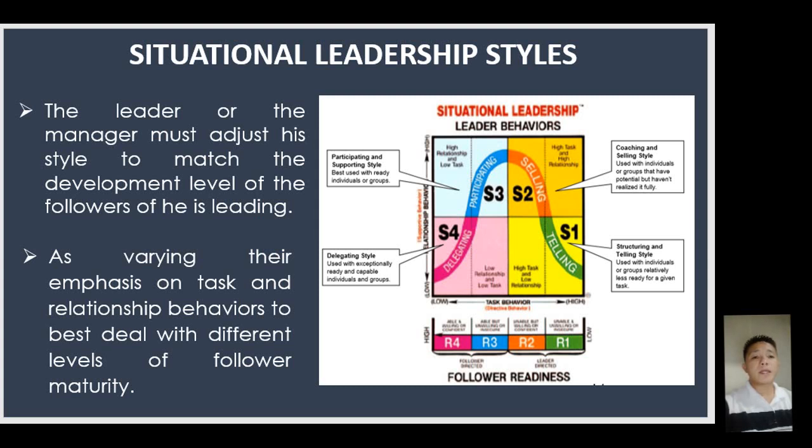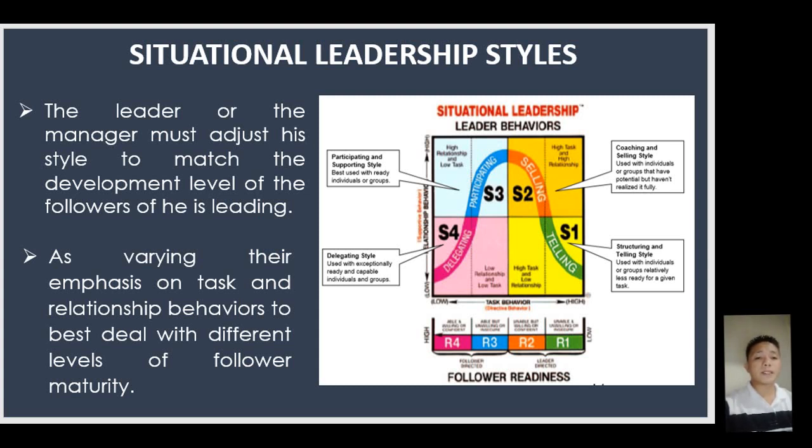This is a style in which the leader or the manager must adjust his style to match the development level of the followers he is leading. The situational leadership model views leaders as varying their emphasis on task and relationship behaviors to best deal with different levels of follower maturity. There are four behaviors of situational leadership style.